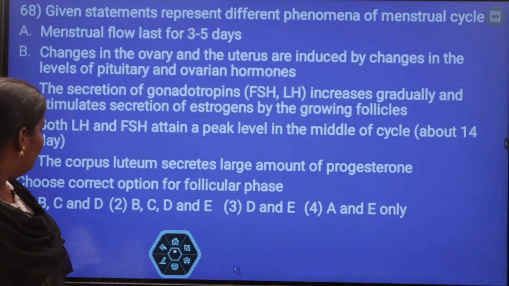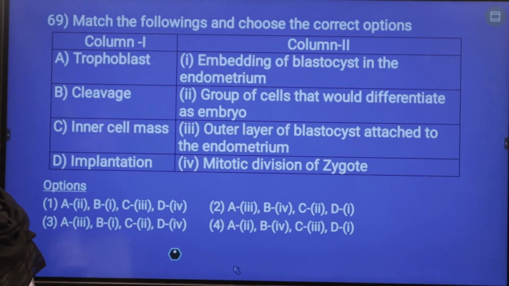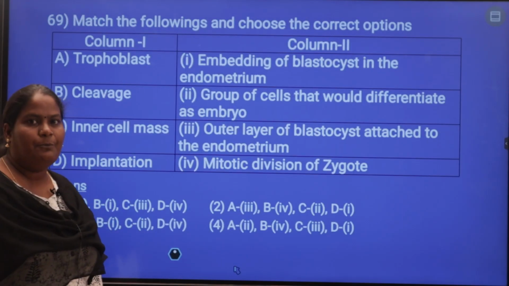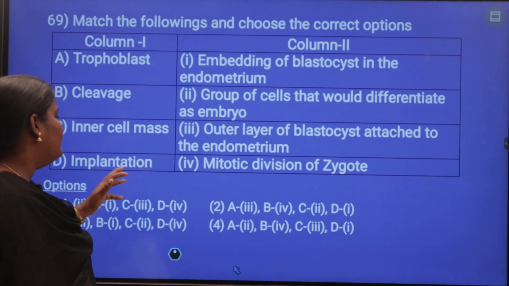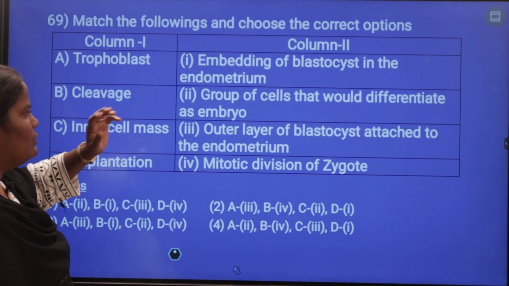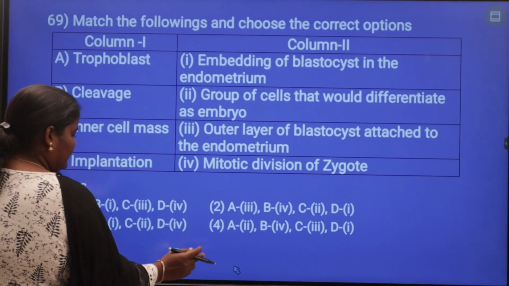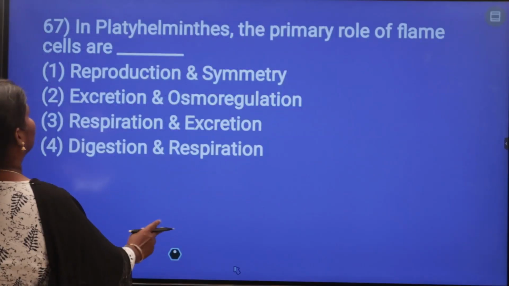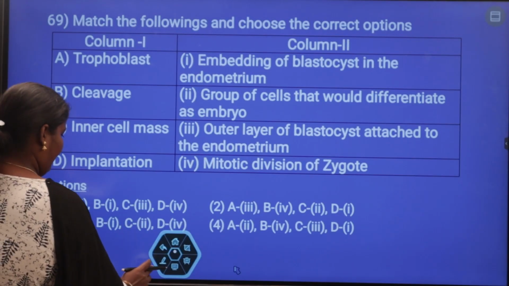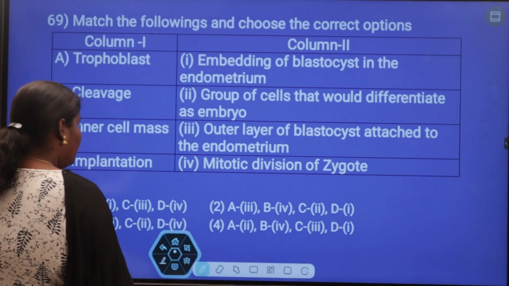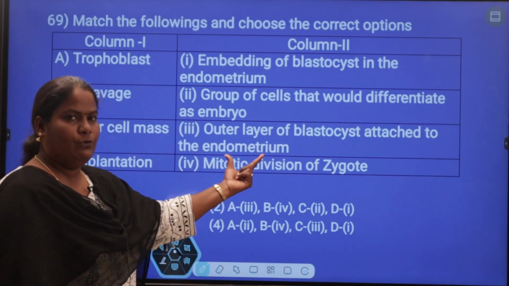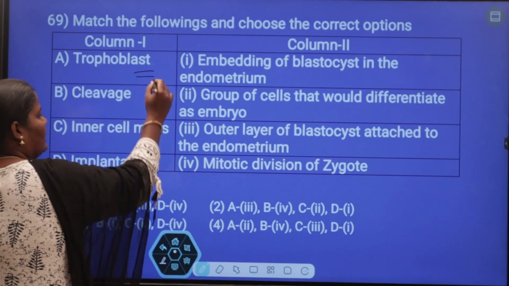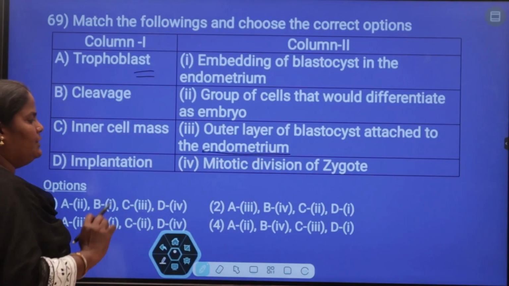Next question 69. Match the following again from the human reproduction, pregnancy, implantation and all that. Trophoblast, here are some selected segments. Trophoblast, it's an outer layer. 69. Trophoblast, outer membrane of the blastocyst attached to the endometrium. So trophoblast is the one which attaches with the endometrium of the uterus.